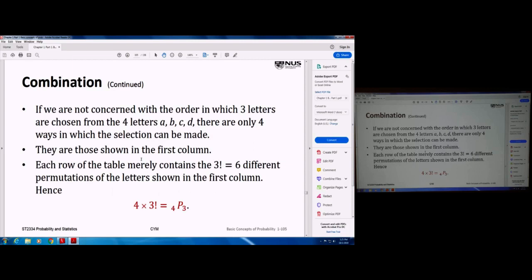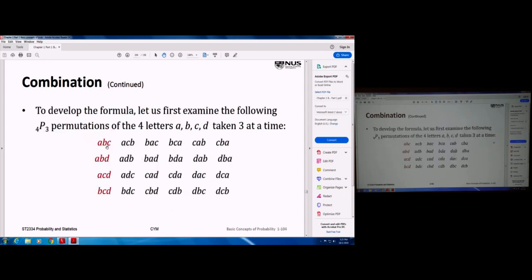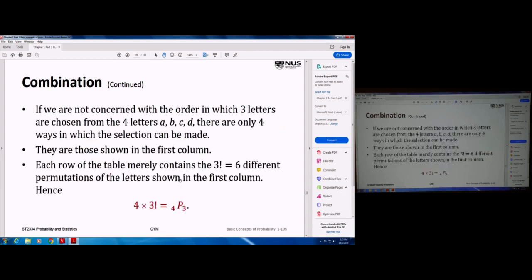Okay, so let's think about back to our example. Sorry, that was a deviation. So if we're not concerned with the order in which the 3 letters are chosen, from the 4 letters A, B, C, and D, there are only 4 ways you can choose 3, and that was the first column. So each row, if you've forgotten what a row is, a row is this. So each row is basically the 3 factorial, 6 possible permutations of the letters.